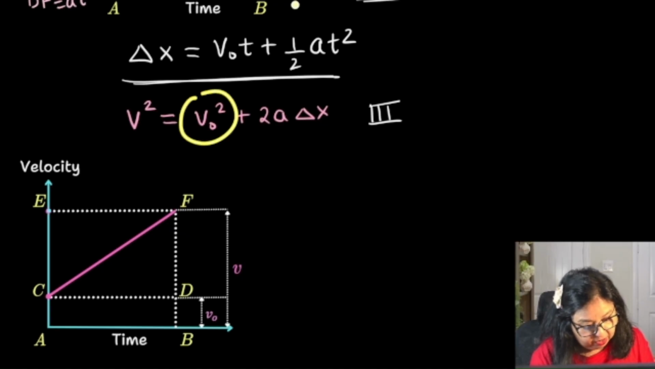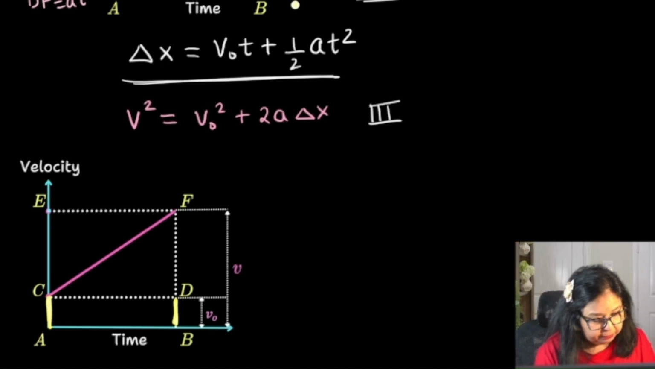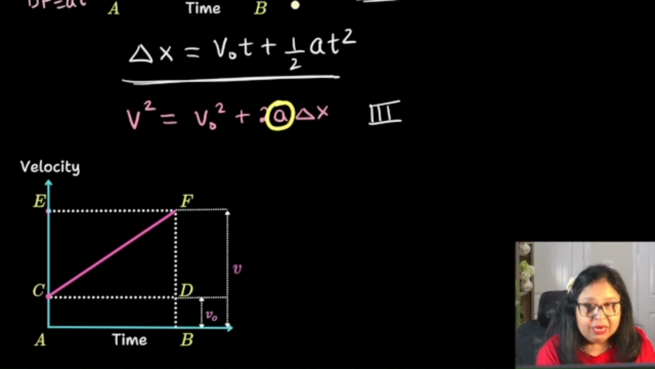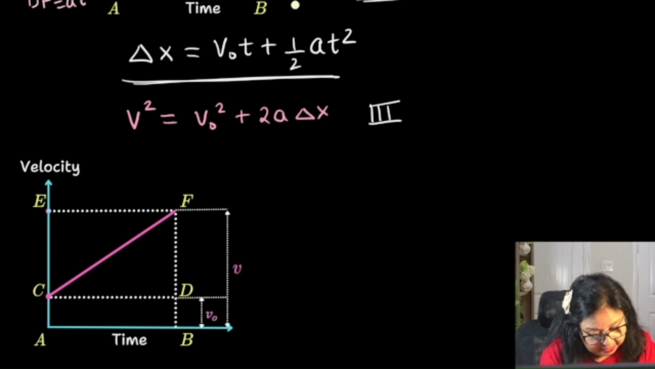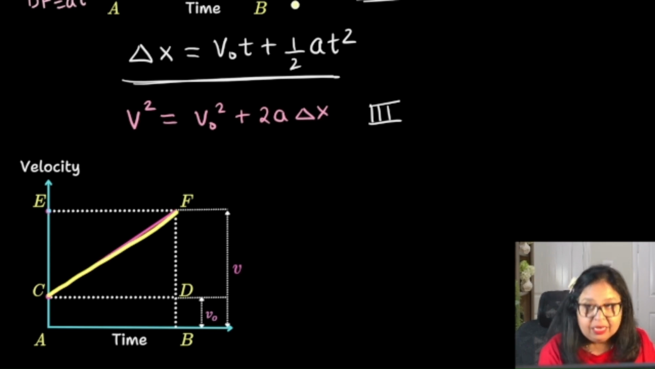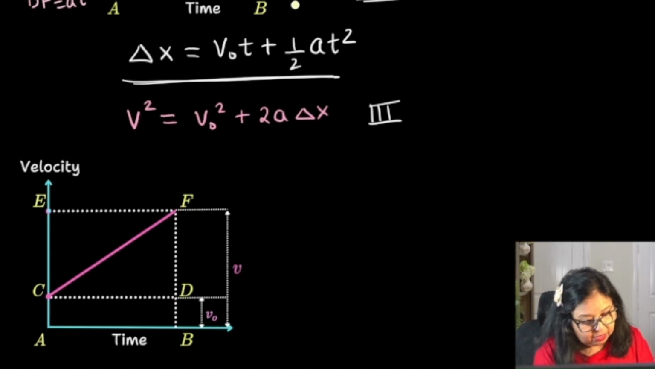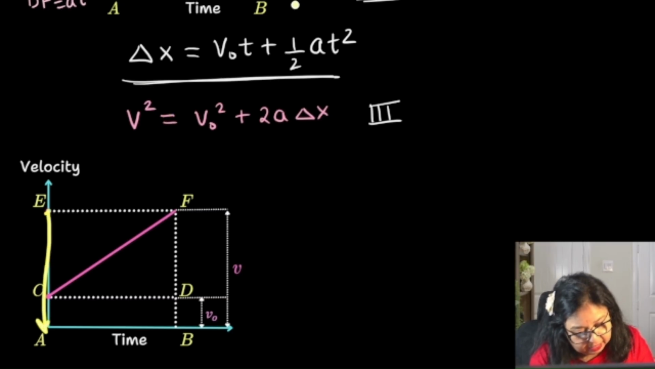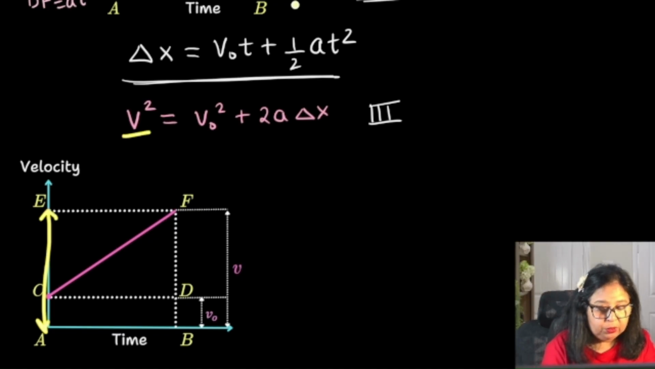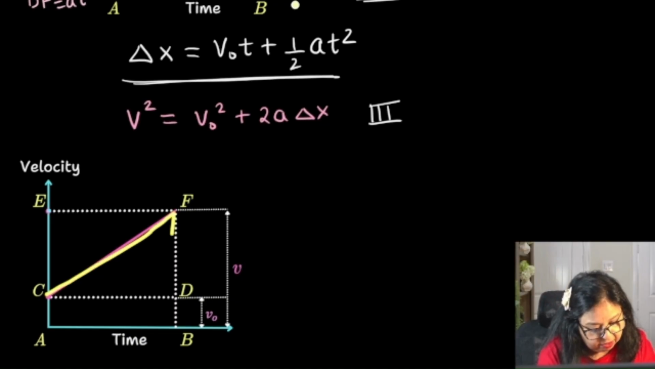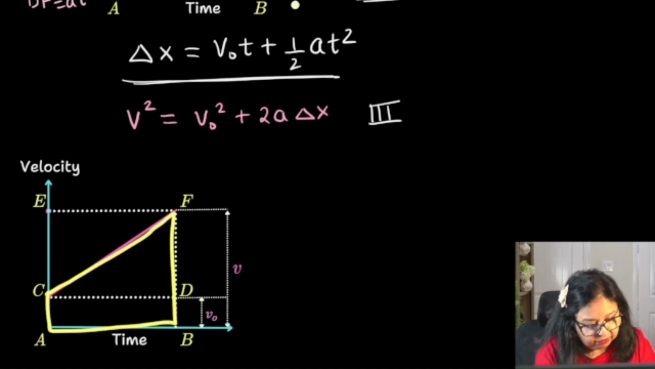V naught is here. That is equal to AC or equal to BD. We have acceleration A here in the equation, and the slope of straight line CF represents the acceleration. And this final velocity V, we have that as well. The magnitude of the height AE, that is equal to V. Let's see. We want to find the area of this shape. What kind of shape is this?